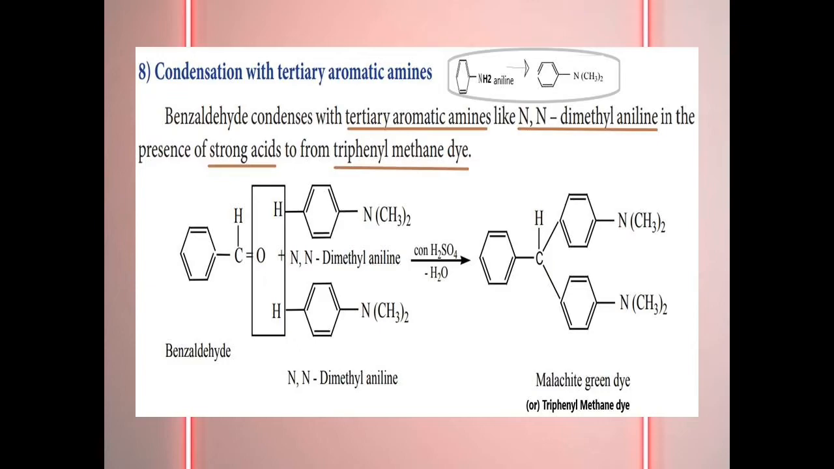Now we get the product. See the reactant side, afterward you write the product. That product is called malachite green dye. Another name is triphenyl methane dye. You see the product side. How many benzene rings are there? 3 benzene rings, so it is called triphenyl. And in the center we have only one carbon with single bonds around it. So one carbon means meth and single bond means ane. So the malachite green dye name is triphenyl methane dye.